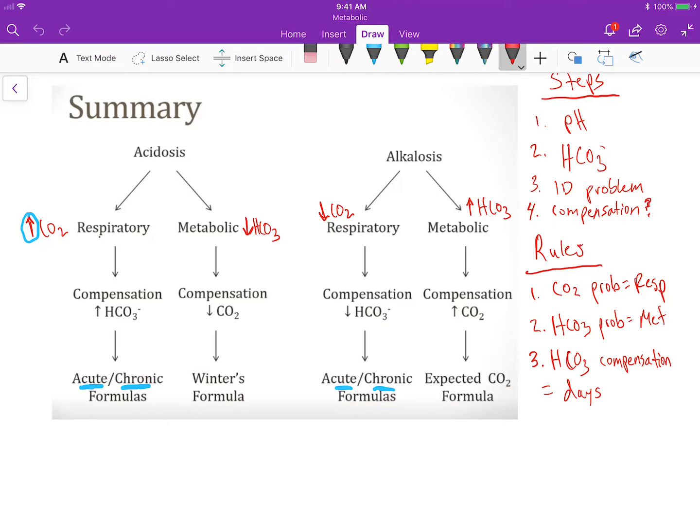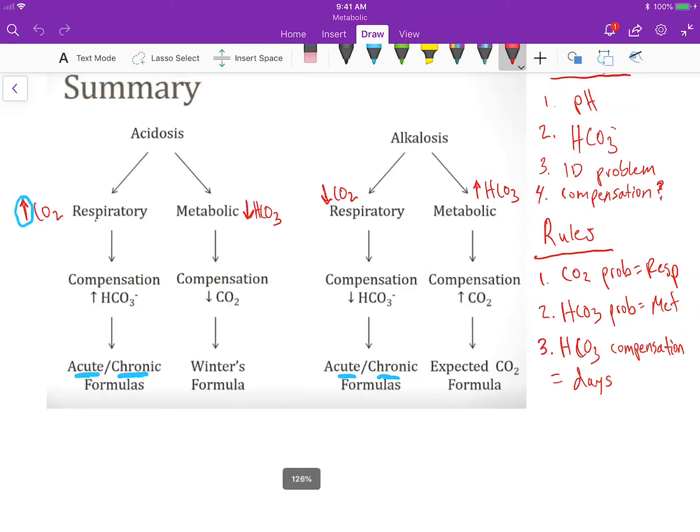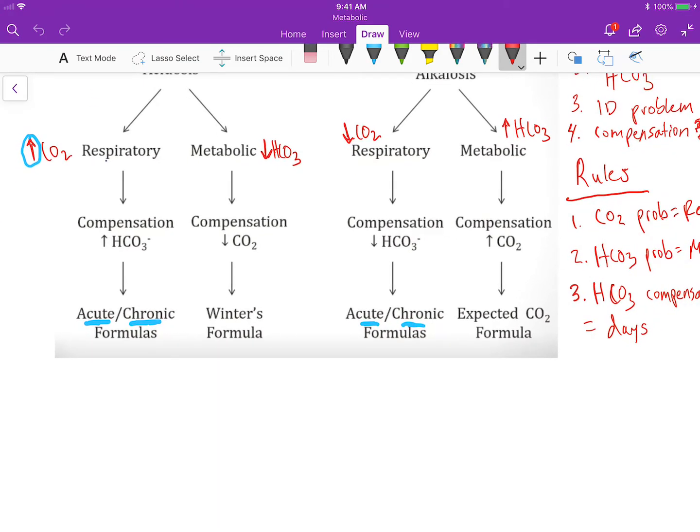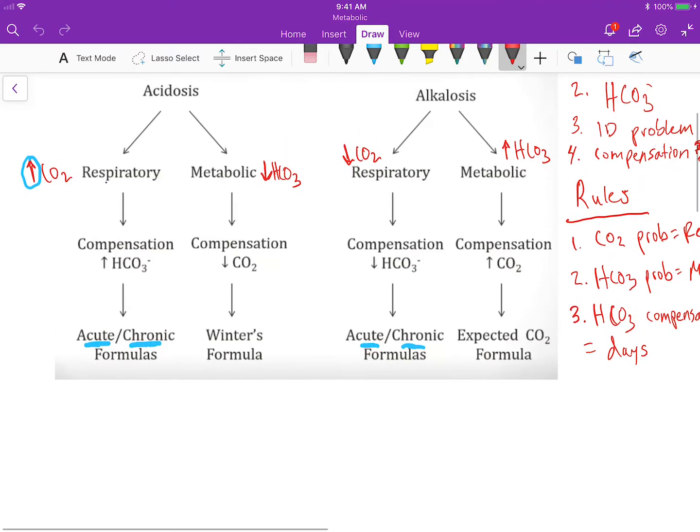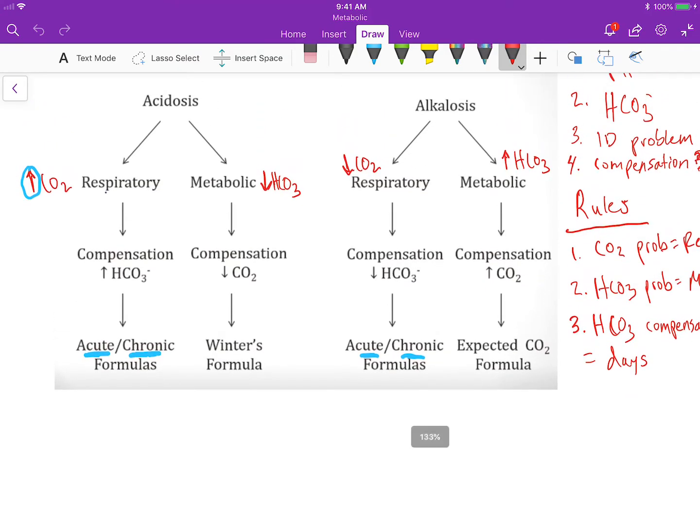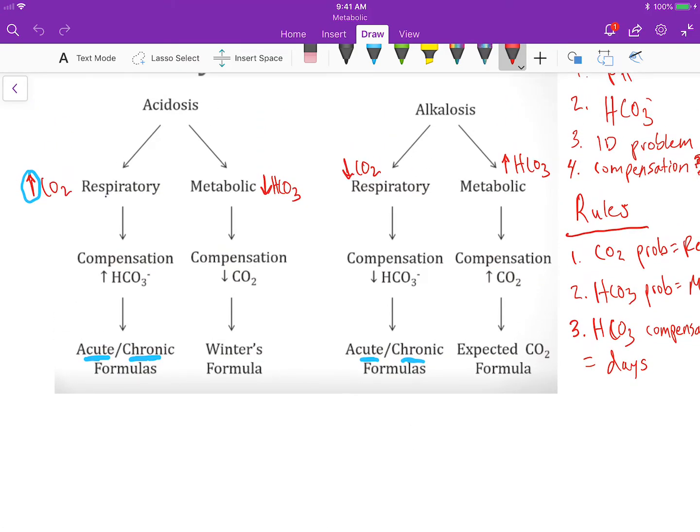I'm going to continue where I left off and talk about how to calculate compensations. You calculate appropriate compensations by applying specific formulas, and you apply the specific formula based off of what the primary problem is. So it's pretty straightforward, okay? Let's just go left to right here.